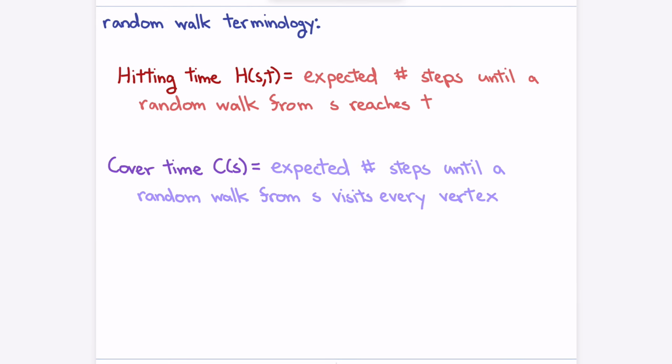Okay. So here are maybe two terms that if you open up some book on random walks, you'll quickly run into. Hitting time is the expected number of steps that a random walk starting from s will take to reach t. Okay. How long it takes. Cover time is the expected number of steps until a random walk from s visits every vertex in the graph.